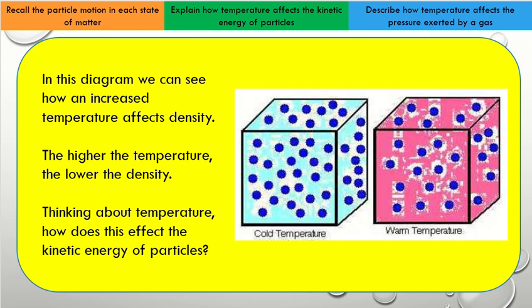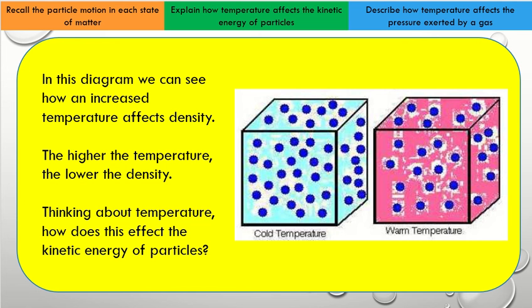So if we have a look at this diagram here, you don't need to take any notes, you just have to listen to my description. You can see the cold temperature and a warm temperature. You will see on the cold temperature that the particles are closer to each other, whereas on the warm temperature, okay, they're a bit further apart.